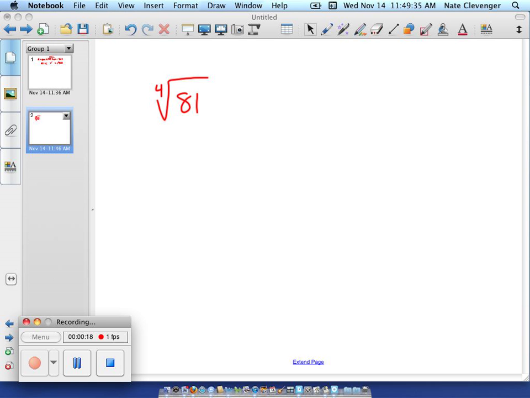The inverse operation of raising a power is called taking the root. So if we take 2 to the 4th power, that's an exponent. The inverse of that is to take the root of that, the 4th root. That's what that's saying.